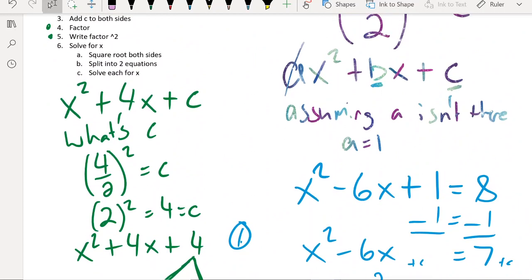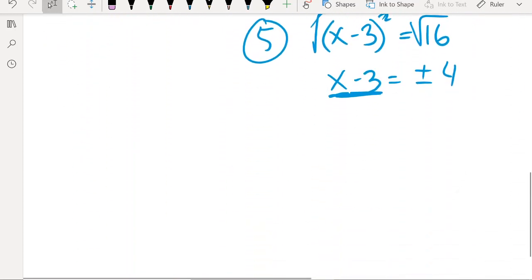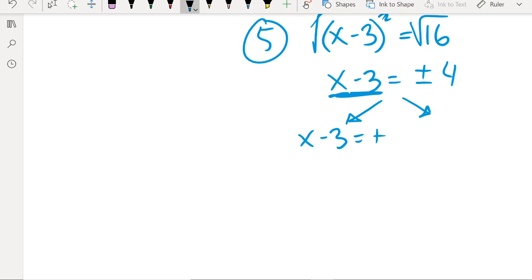So square root both sides. Now we're going to split it into 2 equations because there's 2 things going on here. There's a plus 4 version and there's a minus 4 version. So let's split it up. So here's the plus 4 version. And here's the minus 4 version.